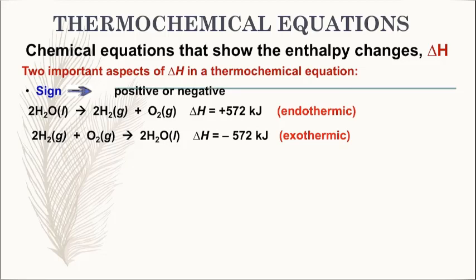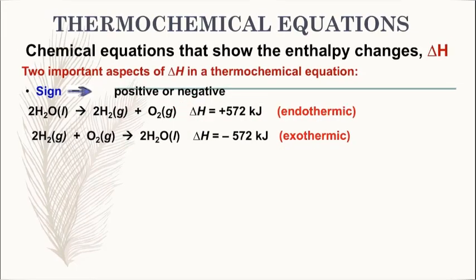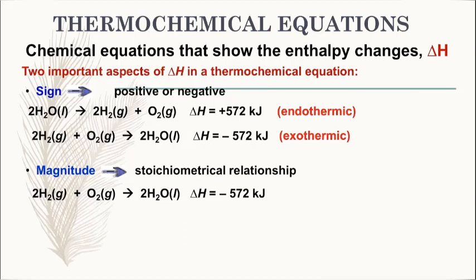The first one is the sign of an enthalpy value. A positive enthalpy indicates that the reaction is endothermic, while a negative value of enthalpy indicates that the reaction is exothermic. Another important aspect is the magnitude of an enthalpy value, since it shows the stoichiometrical relationship of a thermochemical equation. Let's look at this equation.